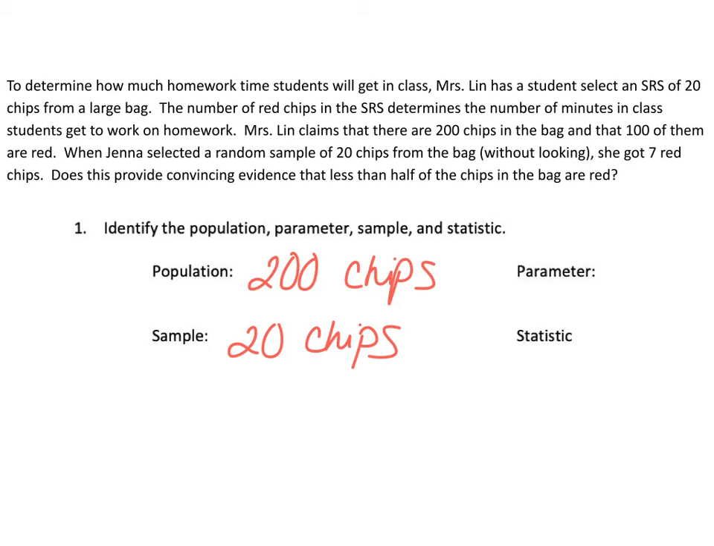The parameter would be a proportion. So we're talking about what part are red here. In this case, the parameter would be 100 out of 200, which is the claim that Miss Lynn makes, or 0.5. Now, the statistic is p hat, again, is how that is read. The statistic would be how many Jenna drew in her sample. So 7 out of 20 is 0.35.